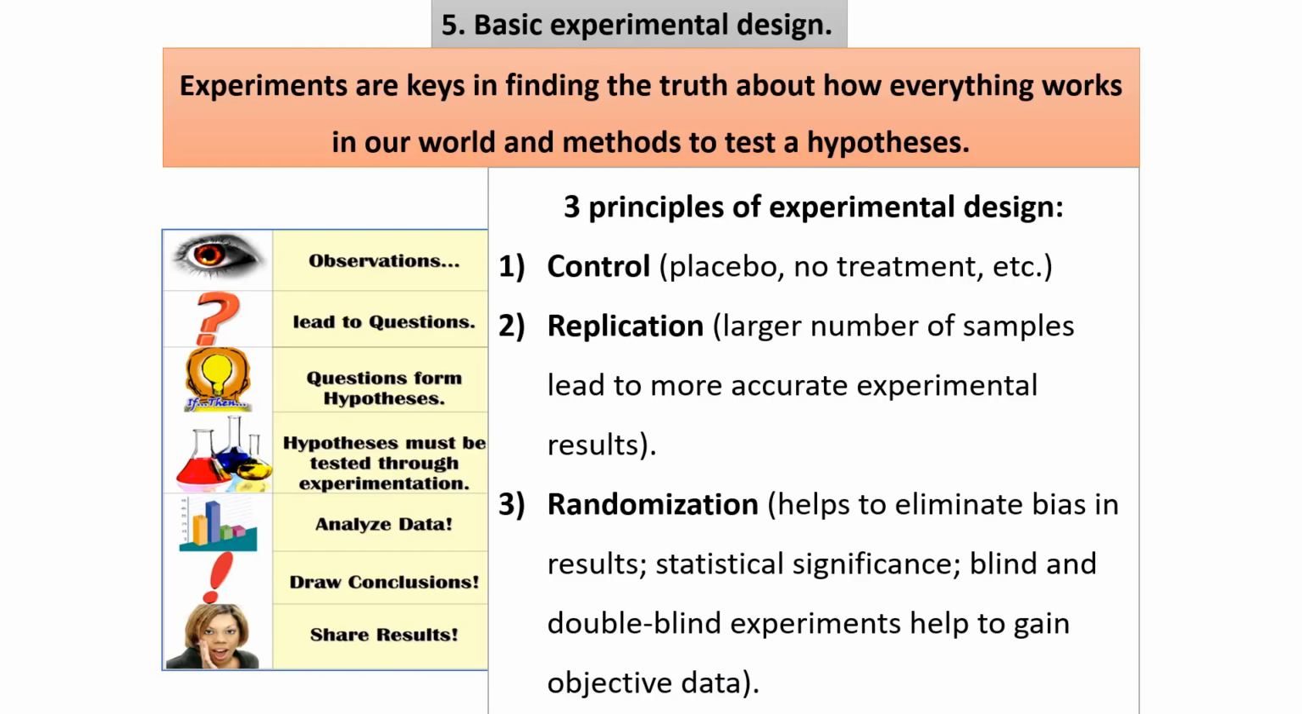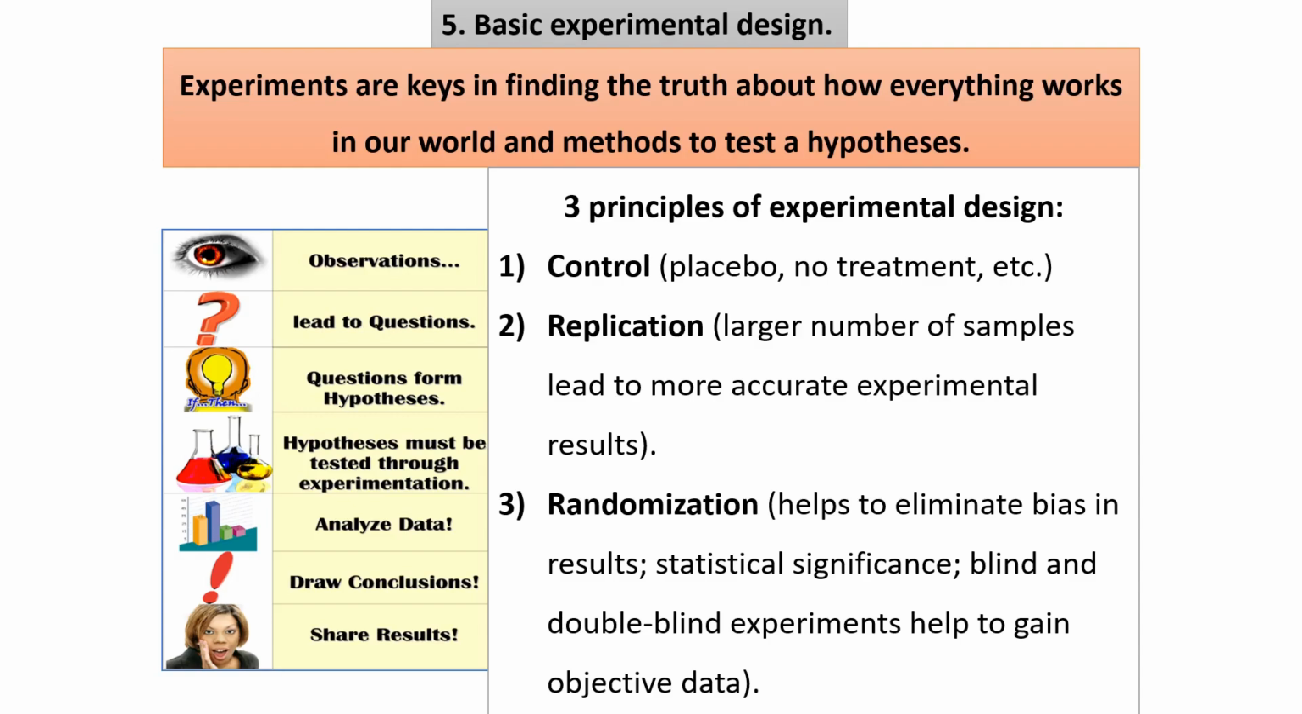Basic experimental design. Experiments are key in finding the truth about how everything works in our world, and methods to test hypotheses. Overall, there are three principles of experimental design. Number one, control. All experiments have some kind of control, such as a placebo, no treatment, etc. The second principle of experimental design is replication. A large number of samples usually leads to more accurate experimental results.